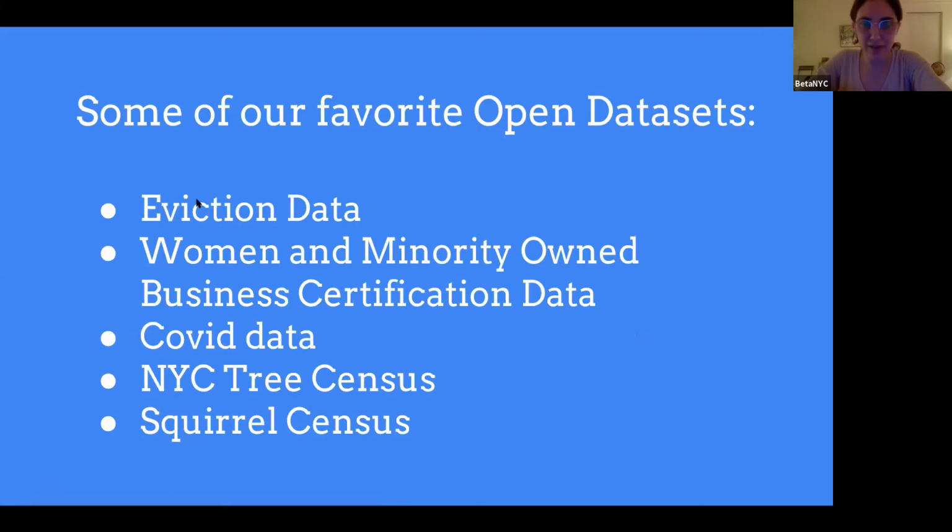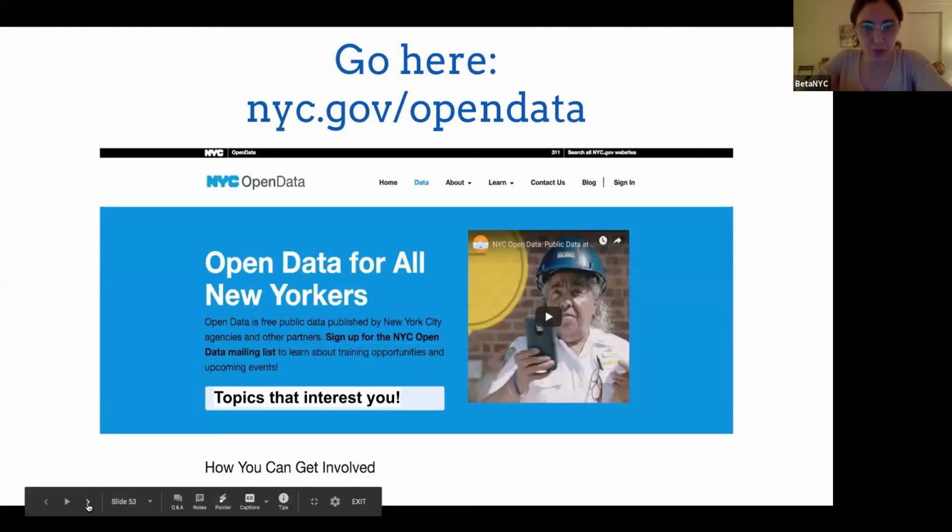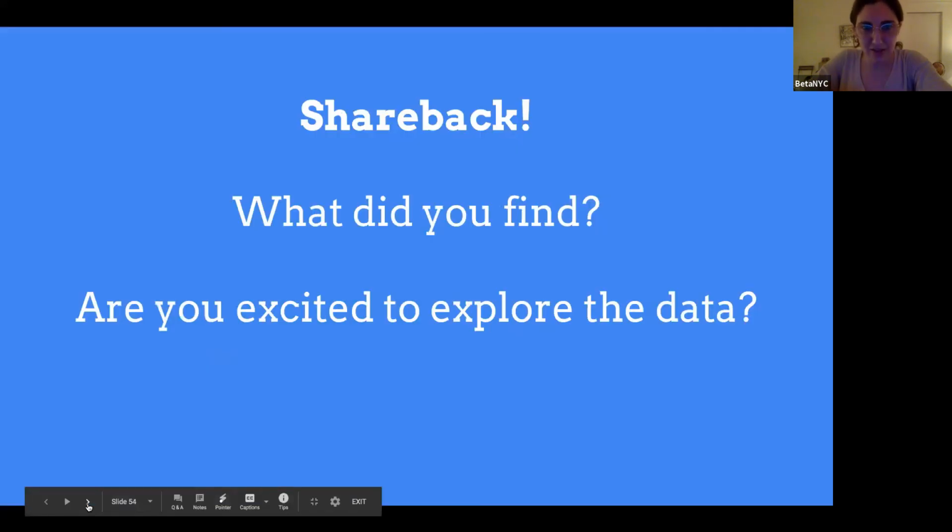Some of our favorite data that we're working with currently is the eviction data on the open data platform, women and minority-owned business certification, COVID, the New York City tree census, the squirrel census. Those are some of our favorites here, spanning the range of light and fun to pretty serious. So this is where you go. You click topics that interest you. Hopefully we're going to have time for a little share back, but we'll just keep going.